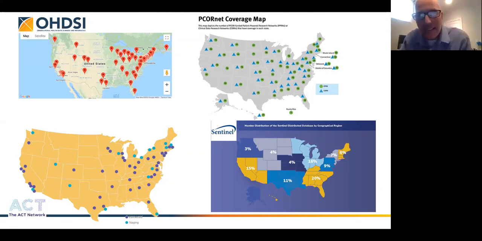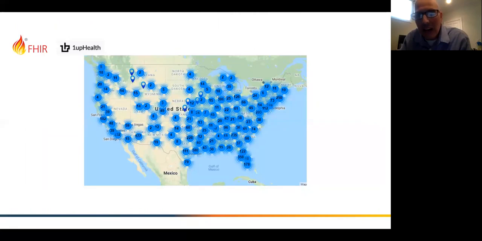In contrast, this is a look at the availability of FHIR connections through something called OneUp Health, where you can see that there's FHIR. I think they've got something like 3,000 or 4,000 sites that are connected on OneUp Health. And you can see the breadth of it, and it's very different because this is mandated.